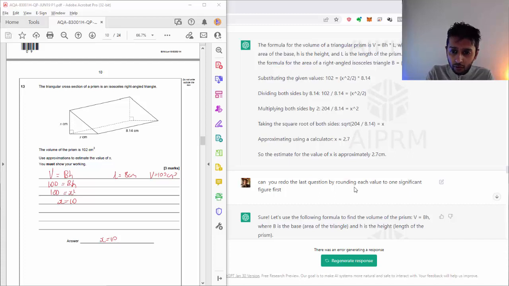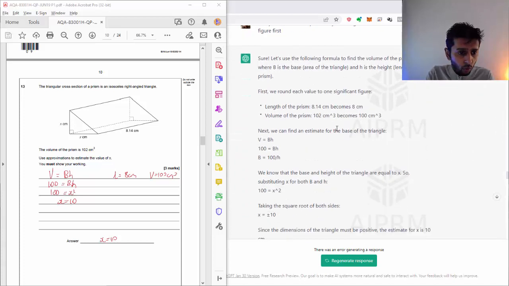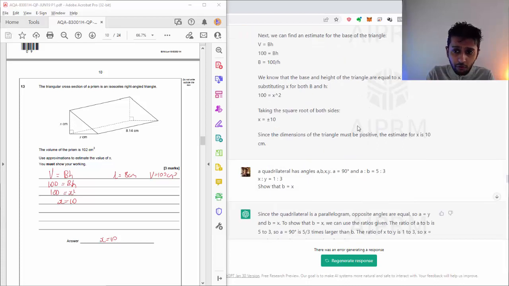So I asked it to redo the question again by rounding each value to one significant figure first, which it did. So I've copied out what it's done, but for some reason it's got the wrong formula for the volume of a prism. But I've copied it out as it is. The final answer it got was x equals 10, so I've copied this out.